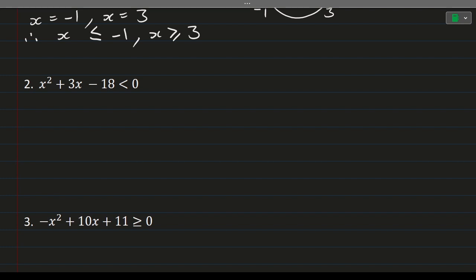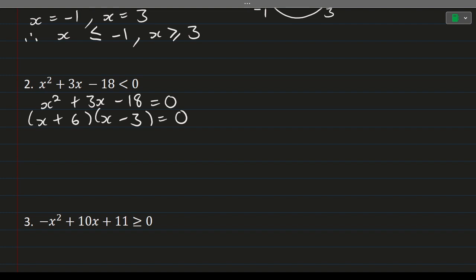That's x squared plus 3x minus 18 is less than 0. Again, let's start by finding the roots of the quadratic. Let's factorize. This should be 6 and this should be 3, and that should be positive, that's negative. 6 minus 3 gives us 3, and 6 times minus 3 gives us negative 18. So x is equal to negative 6 and x is equal to 3.